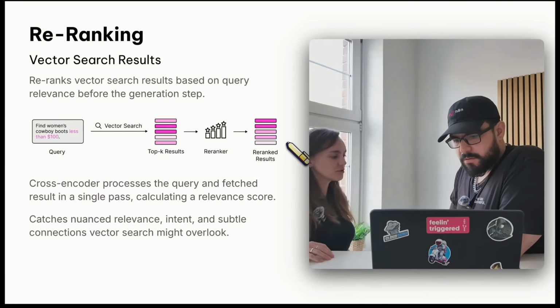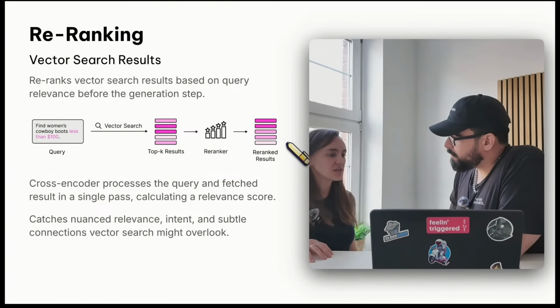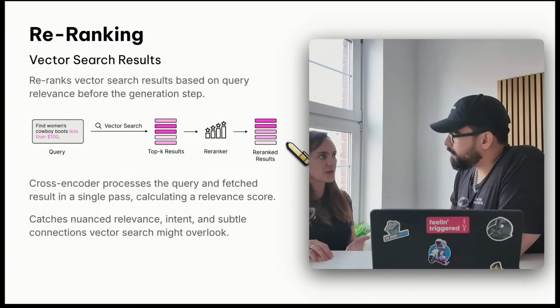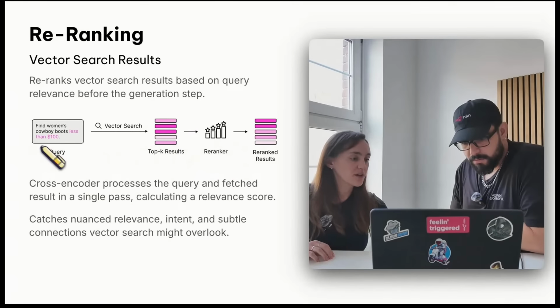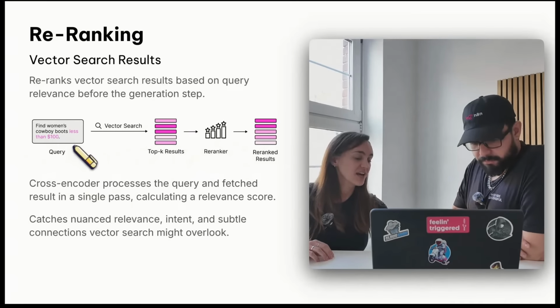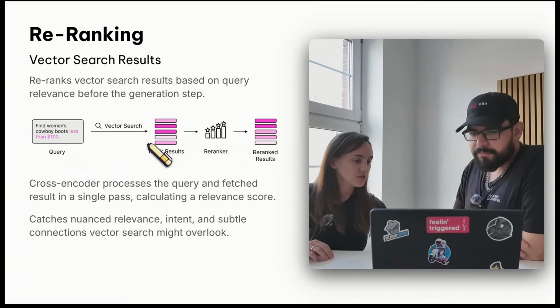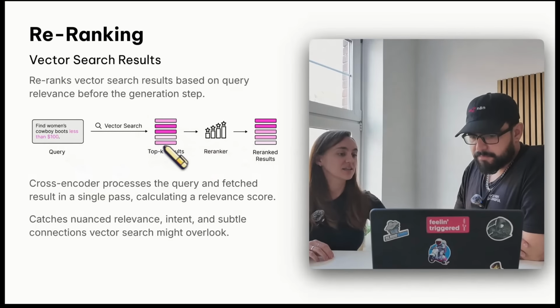So it's not a model that you have to train. It's not a heavy lift. It's really easy, and it's a different type of model. It's a cross encoder. So basically what it's doing is processing the query, feeding in the results, and then giving a relevance score for each of these results. That makes total sense.